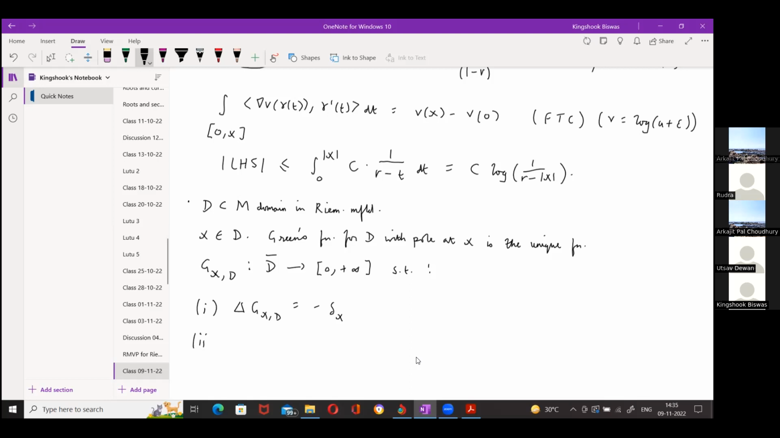And so that means outside the point x, this is harmonic, because the Dirac is supported at x. On the boundary, the Green's function is 0. Uniqueness of such a function follows from the maximum principle. If you have two such functions, then they have the same distributional Laplacian, so the difference of those two functions will be harmonic and vanishes on the boundary. Therefore, it will be 0 everywhere. So if such a function exists, then it is unique.